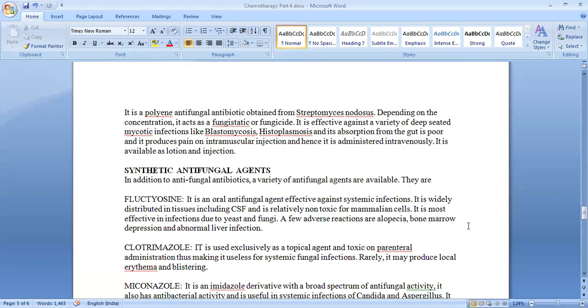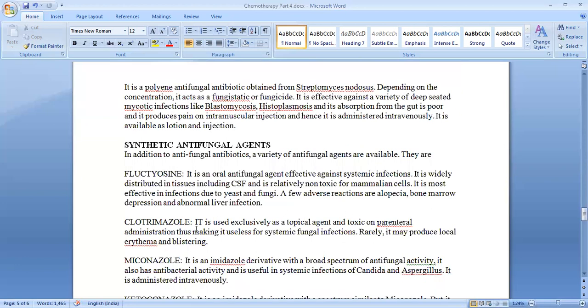It is most effective whenever the infection is caused due to yeast and fungi, but it can cause some adverse reactions like alopecia, that is hair loss, bone marrow depression, and abnormal liver function. Then clotrimazole. Now this can be used topically because it has toxic action if it is given parenterally. So it can be used wherever there is local infection by a fungus.